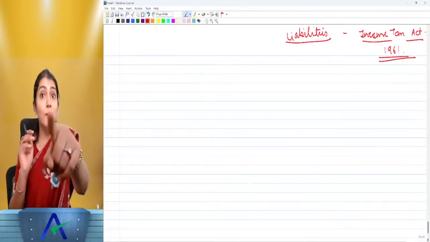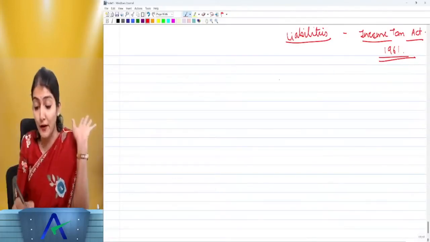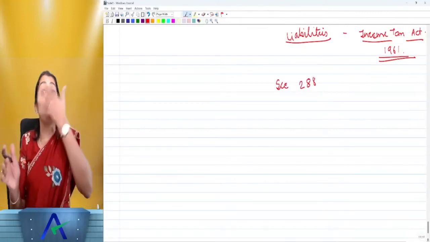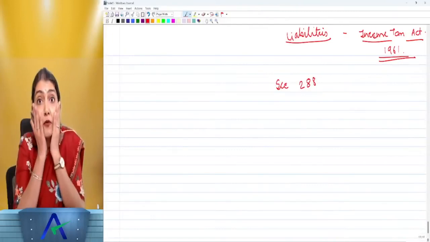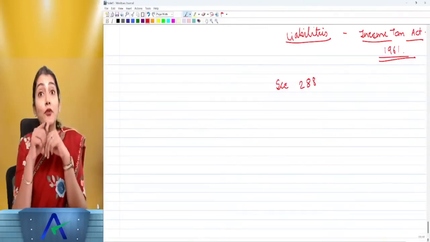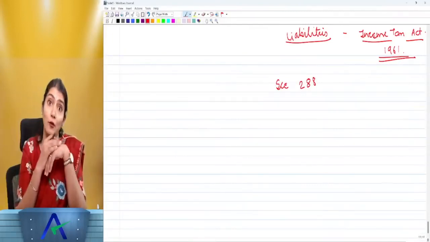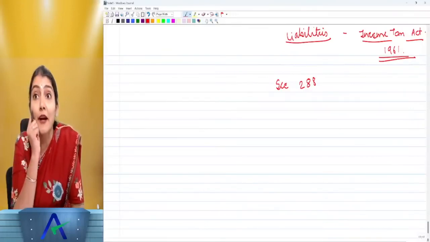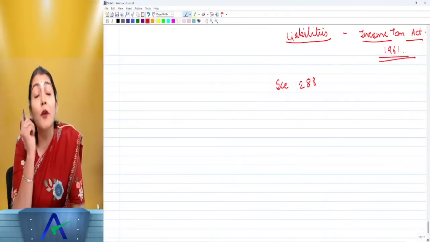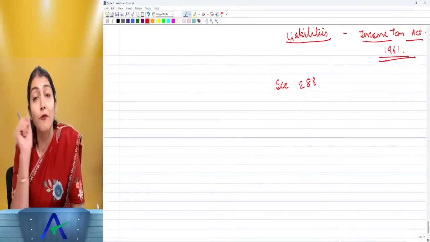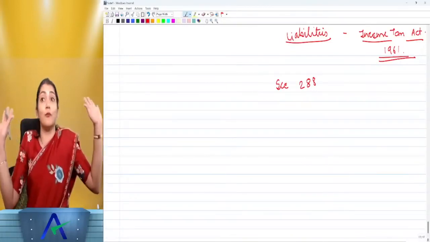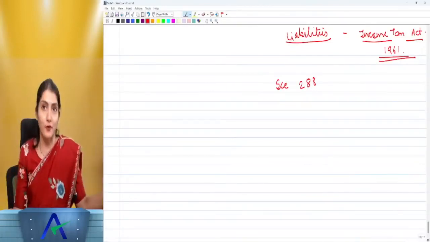Yes, but it says this CA is not allowed to represent client before the taxation authority. Why? Because he has been dismissed from government services, he has become insolvent, or he has been convicted of an offense under the income tax law, or he has been found guilty of professional misconduct by ICAI, or an order has been passed by the court that he has been involved in an offense involving fraud. Then it says such a chartered accountant cannot represent the client before the income tax authority.